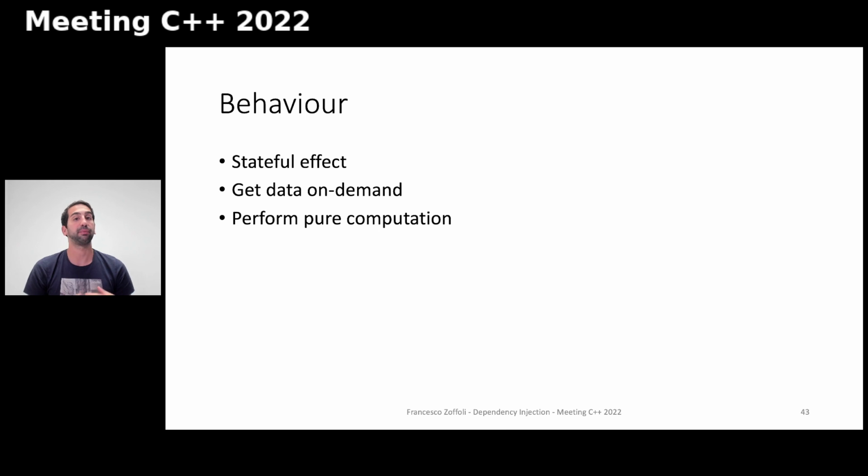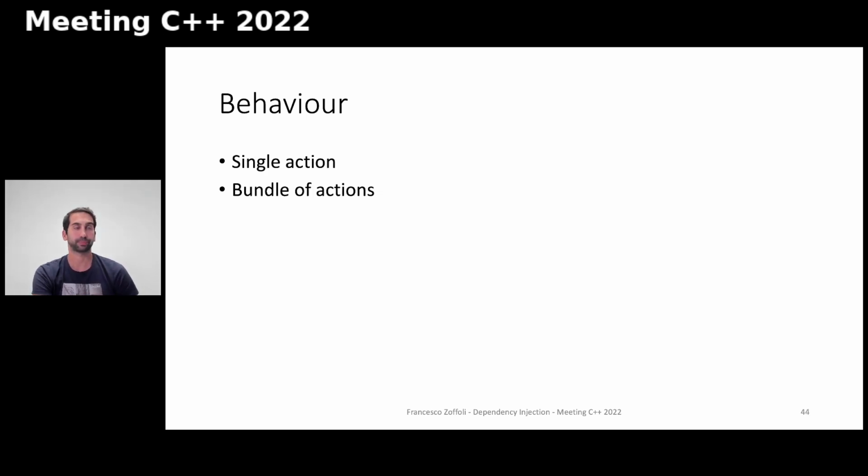Or even differently, it could be performing a pure computation. So for example, you have a complicated rule set, a set of rules that you need to apply to perform some action, and you want to abstract away these complicated rules from the component which performs the computation. And when we are talking about behaviors, we might be talking about single actions or a bundle of actions.